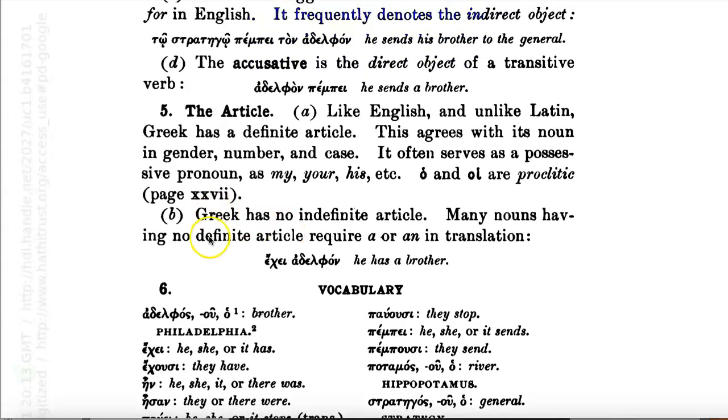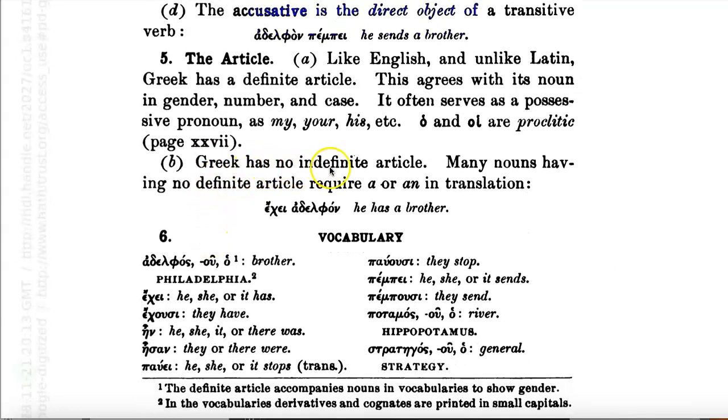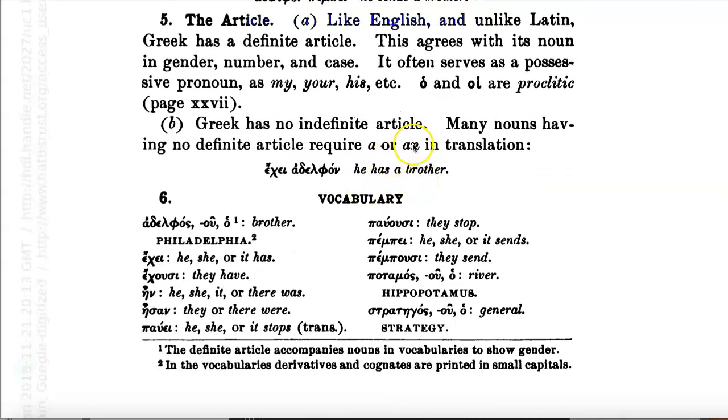Okay, now, last point here. Greek has no indefinite article. The indefinite article is a or an. Greek doesn't have the word for a or an. Well, what do you do? You add one if you need it. Here's an example. Echi adelphon. Echi means he has. Adelphon means brother. It would be fairly awkward English to say he has brother. So, in order to smooth it out, you can add the word a. There is no Greek word for a. We just add it to make it sound good.